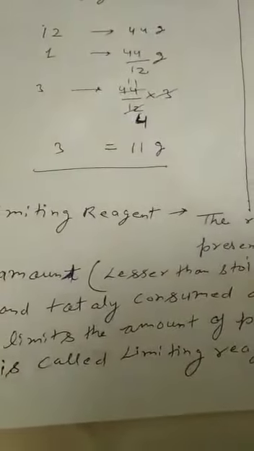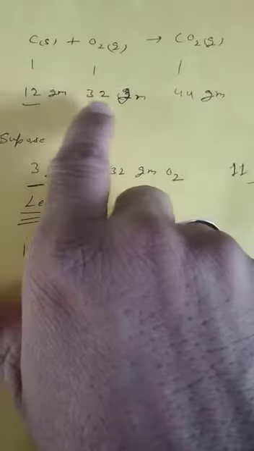By this simple example you can understand the concept of limiting reagent. C plus O2 gives CO2. If we see this reaction by the stoichiometric coefficient, we can say 1 mole of carbon reacts with 1 mole of O2 to form 1 mole of CO2. 1 mole of carbon means 12 gram, for oxygen 1 mole means 32 gram, and for CO2 it is 44 gram. So 12 gram carbon reacts with 32 gram of oxygen to form 44 gram of CO2.